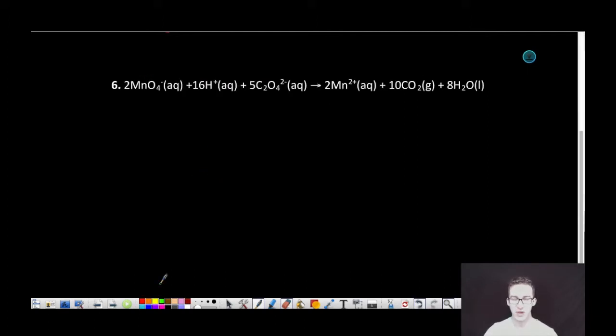Okay, same thing, different equation, a little bit more complicated here, which will give you a good opportunity to practice writing in your oxidation states. We're going to start by doing the easy ones. Oxygen is going to be -2. Hydrogen is going to be +1. -2.